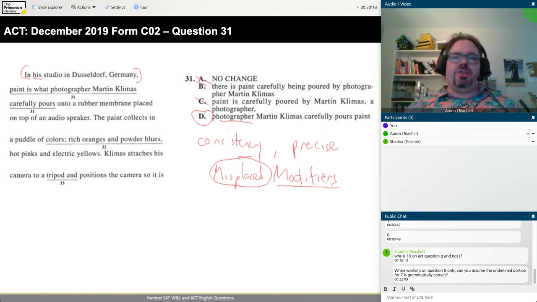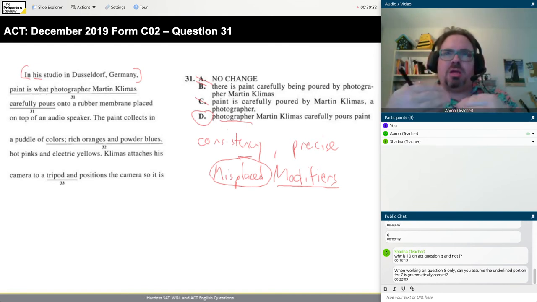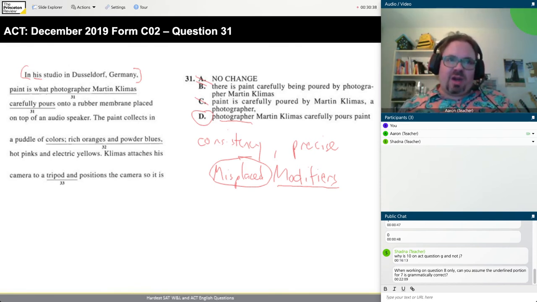If you don't understand that these questions are about creating a precise meaning by moving what's being talked about next to what's being described, the descriptor, the modifier, if you don't know that's the rule, you can sit here and just try to sound this out and try to fill in each of these answers. If you know this is the rule: in a studio, Dusseldorf, Germany, blah, blah, blah, word order's changing. I know I'm looking for modifiers. Who or what is in a studio? It's the photographer. The only answer that does this is D.